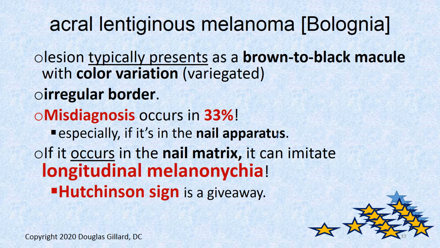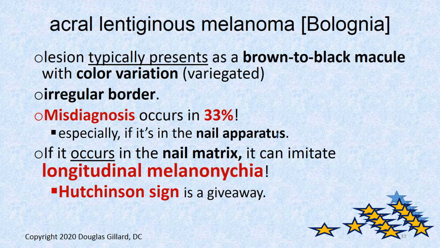And how do these ones present? Well, black to brown macule with variegation in it. The borders will be irregular, so it can be misdiagnosed very oftentimes. 33% misdiagnosis rate if it's in the nail apparatus. How come? It looks exactly like something called longitudinal melanonychia. And we will have a whole lecture, or at least a half a lecture, on longitudinal melanonychia. Those are the little streaks that some people get in their nails, especially people of color, especially African Americans. They get these longitudinal streaks, and they're completely harmless.